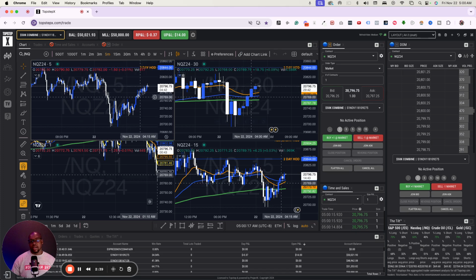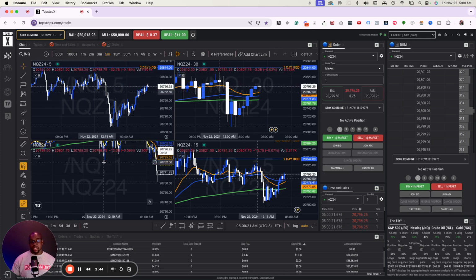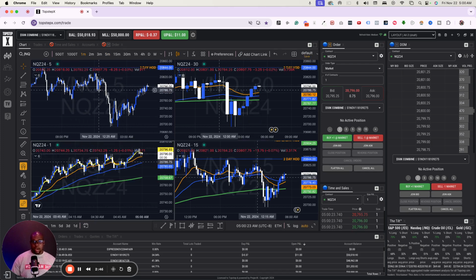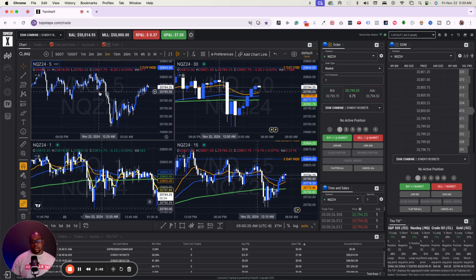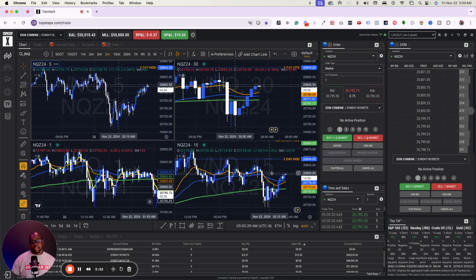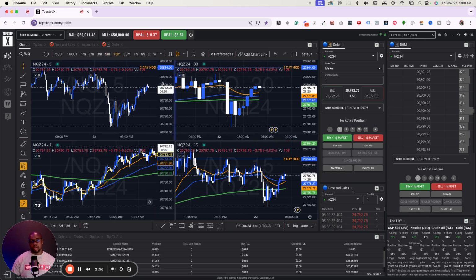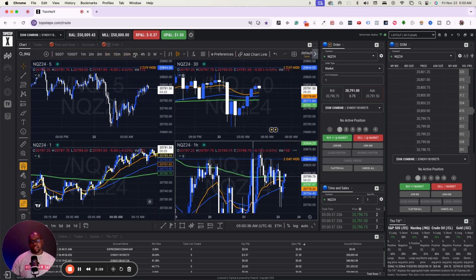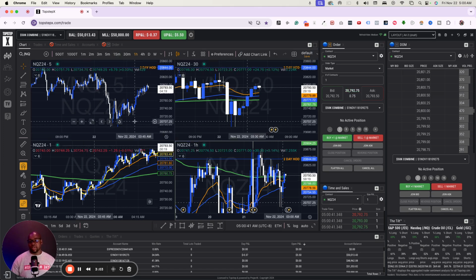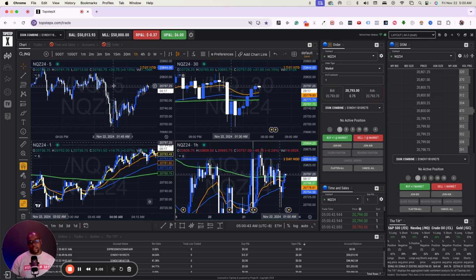But ideally, the perfect setup, in my opinion, is having a 5 minute up here to your top left, a 30 minute to your right, a 1 minute here at the bottom left, and then obviously a 15 minute here to the bottom right. That's just me personally. You can make this a 1 hour. You can make this a 30 minute. You can make it a 4 hour, depending on how you trade. But this is what's working for me for the day trading style that I am doing every single day.